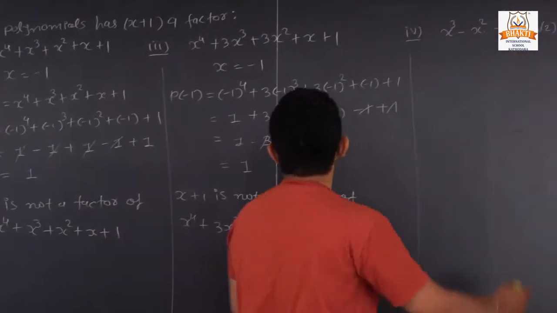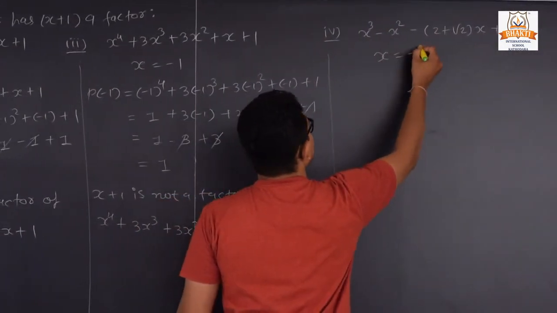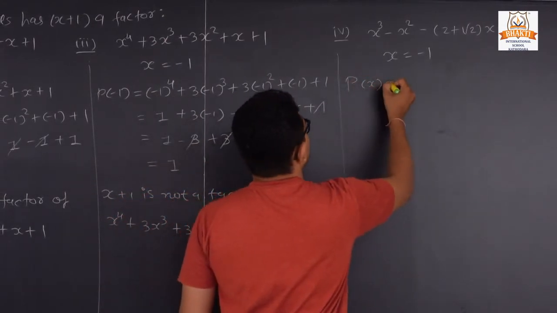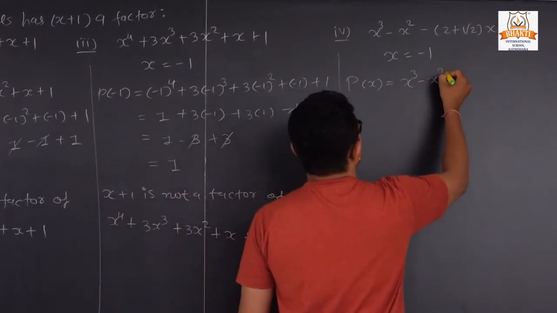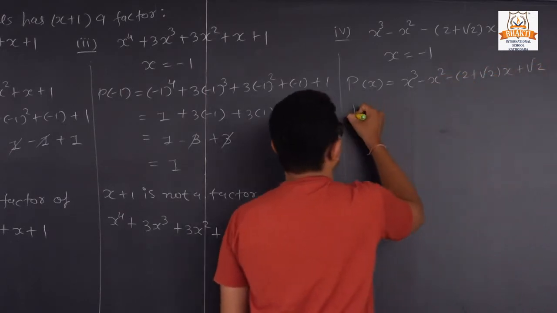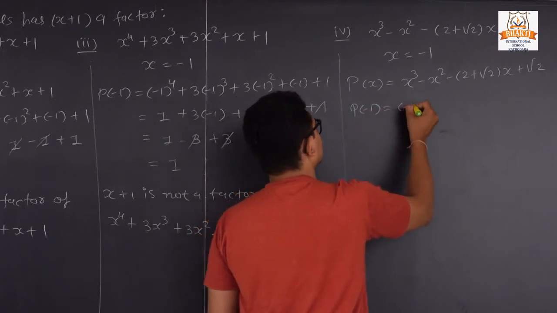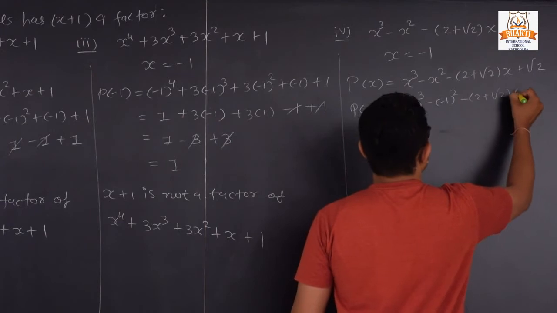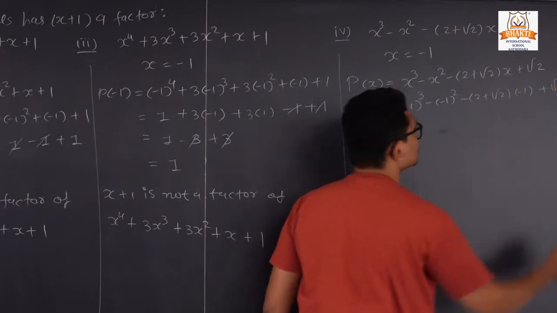So in the last term, same procedure. x is equal to minus 1. What is our polynomial? P of x = x³ − x² − (2 + √2)x + √2. Now x is replaced with minus 1. So (−1)³ − (−1)² − (2 + √2)(−1) + √2.